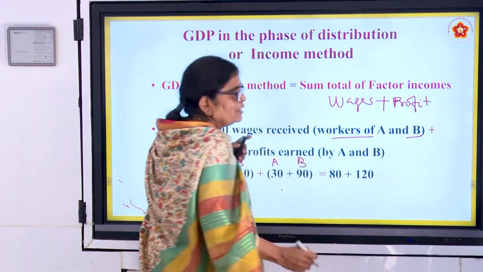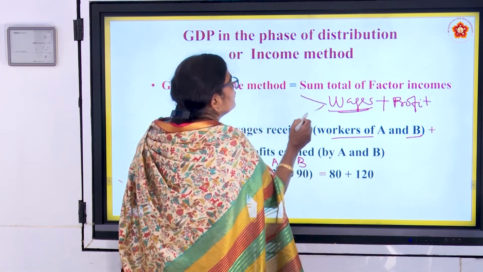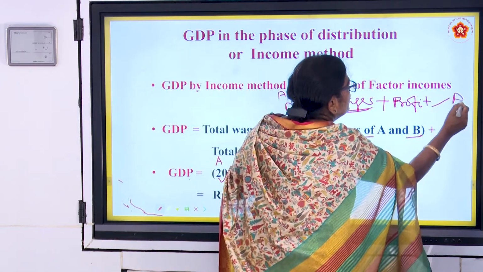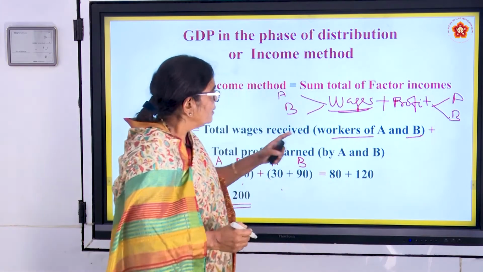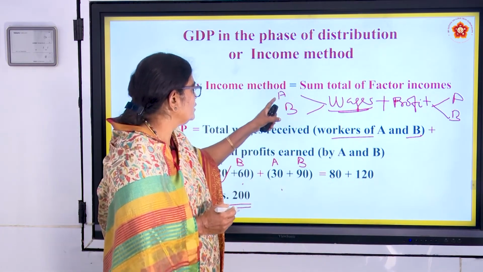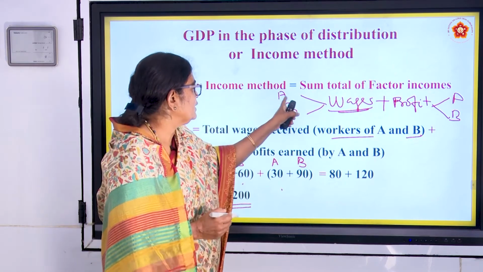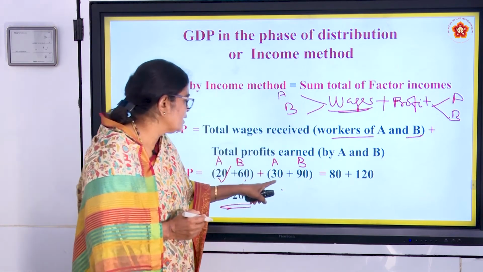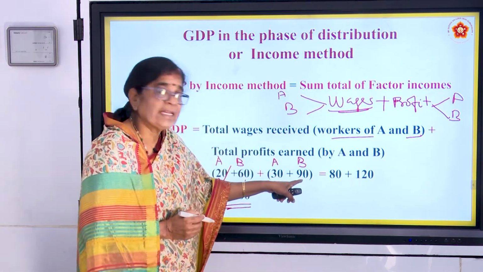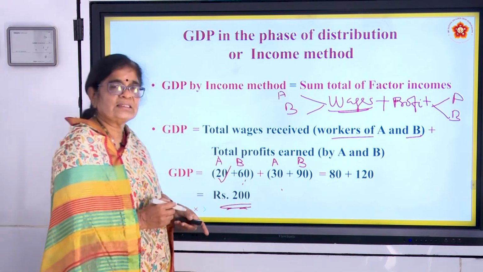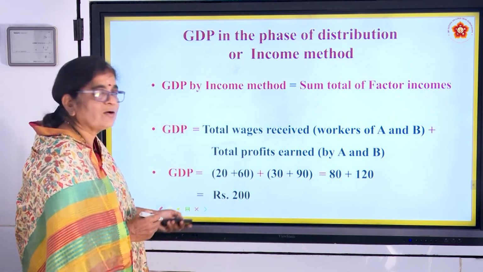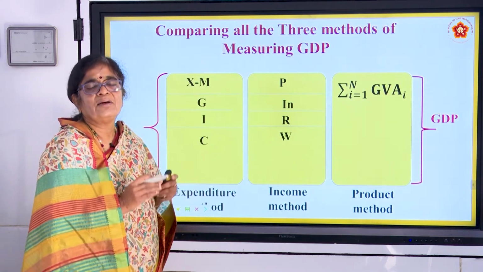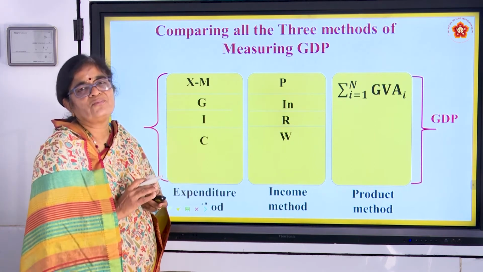We have to see wages of both firm A and firm B, as well as profit of firm A and profit of firm B. The wages of firm A 20, wages of firm B workers 60, profit of firm A 30, profit of firm B 90. Therefore, you add, 200. What is the conclusion we can make out of these methods? All the three methods result in the same value of GDP.